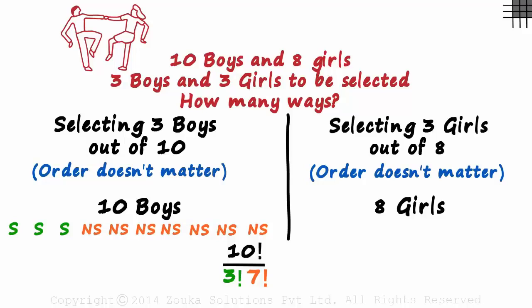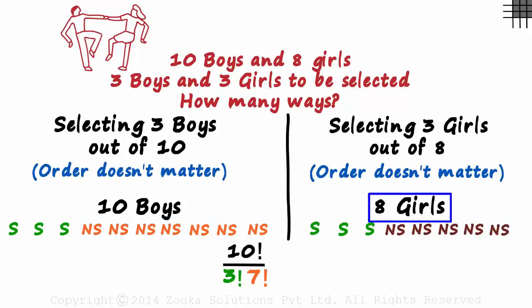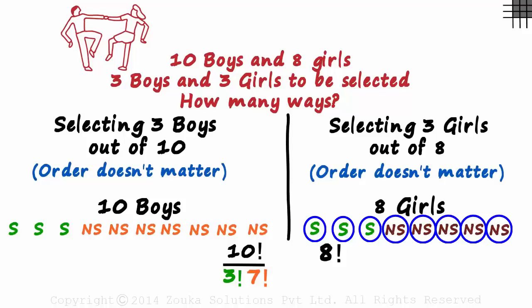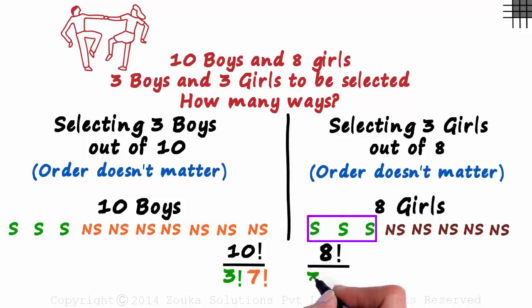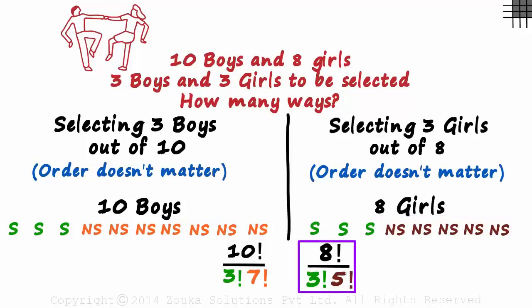I am sure all of you got it right. As 3 girls are selected, we write S 3 times. And the remaining 5 are not selected, so we write NS 5 times. Out of these 8, these 3 are similar and these 5 are also similar. As there are 8 girls, we write 8 factorial here, and this includes all possibilities assuming each of the 8 cases are different. But we know that they are not. For this, we divide 8 factorial by 3 factorial, and for this, we divide it by 5 factorial. These many ways in which we can select 3 girls out of 8.